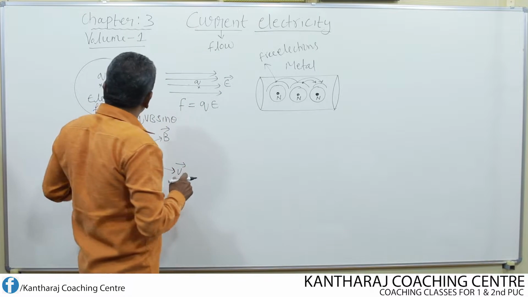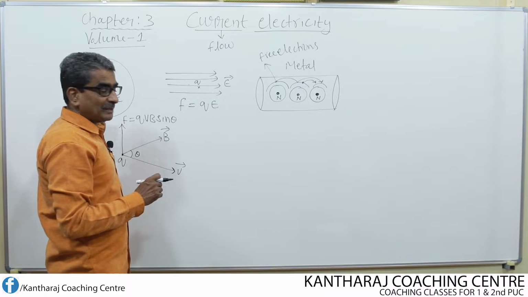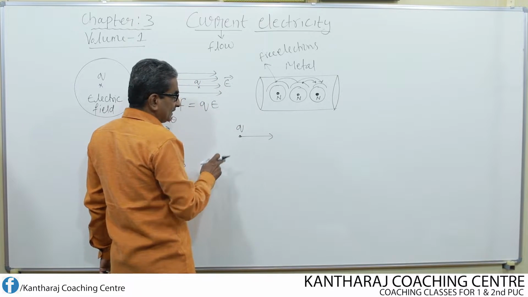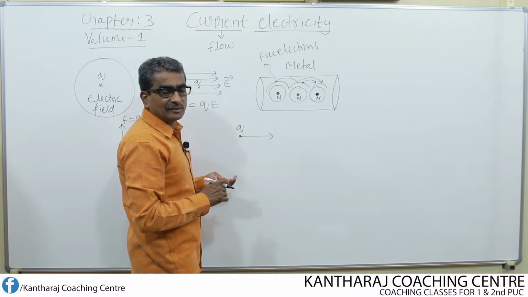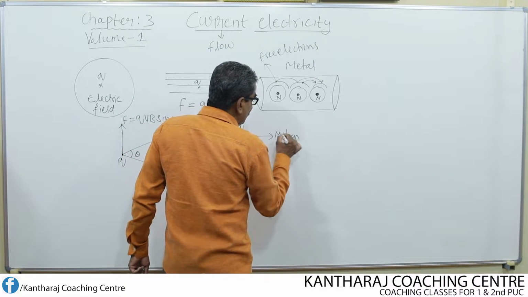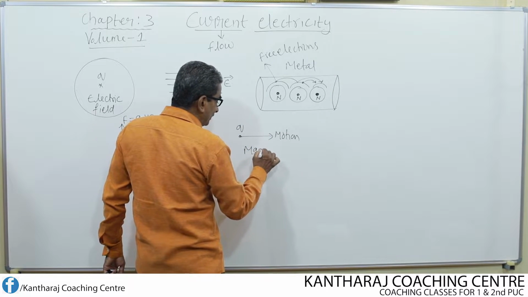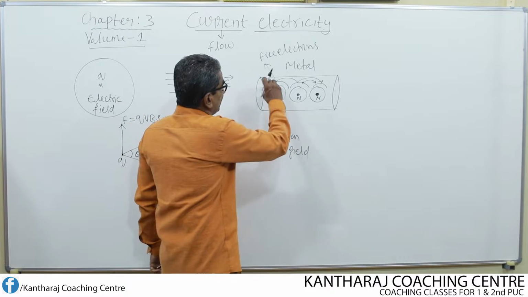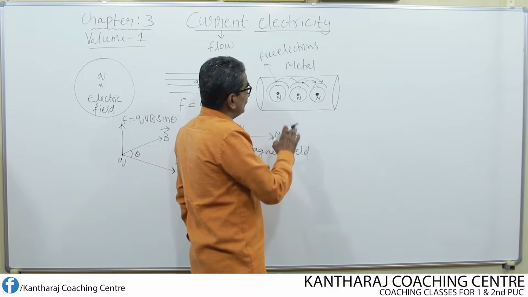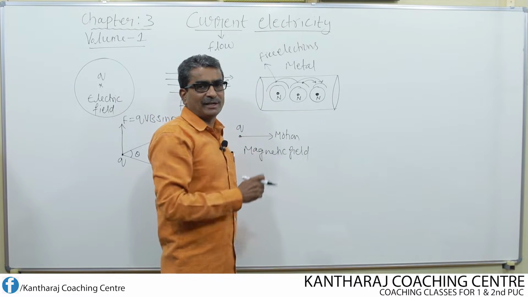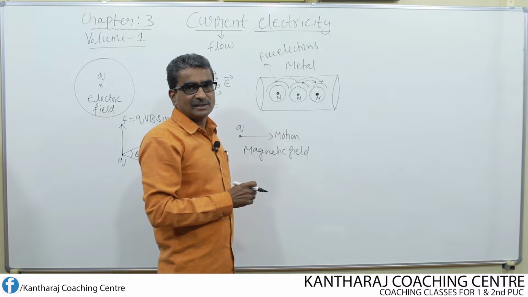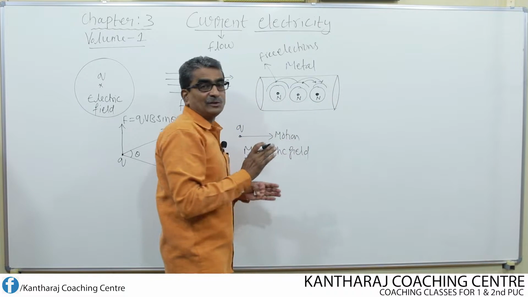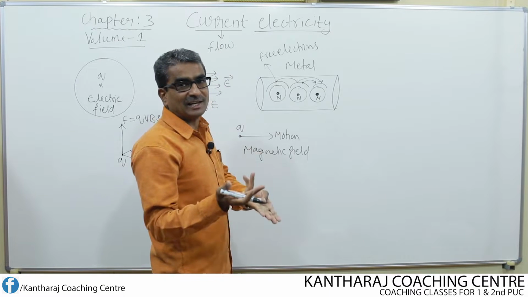We know that when a charge is at rest, it produces an electric field. But when the same charge q is set into motion, what does it produce? The charge in motion always produces a magnetic field. Now, if we make these electrons move in a streamline, that means in a regular order from one end of the conductor to the other end, then the motion of these electrons gives rise to current, nothing but electric current.